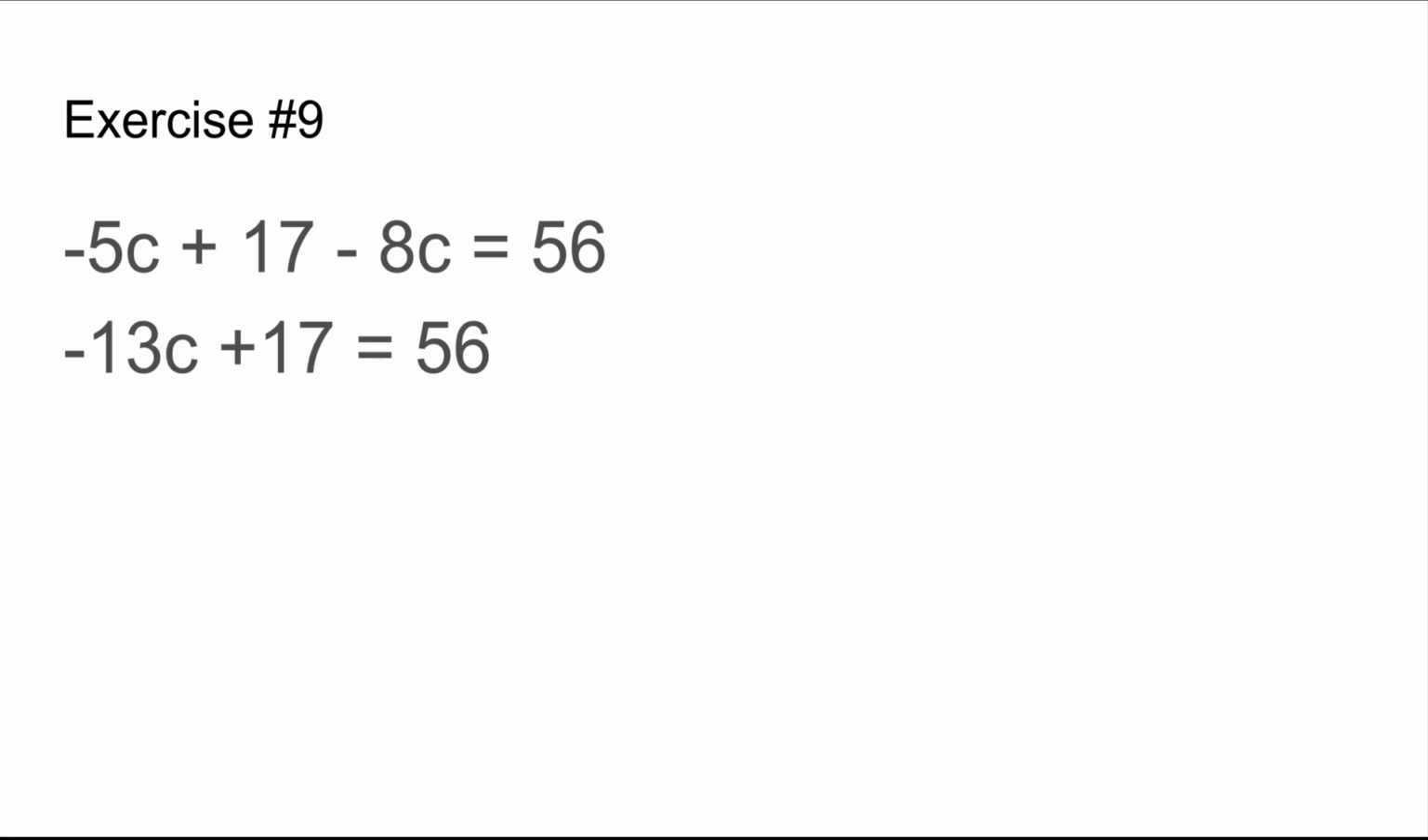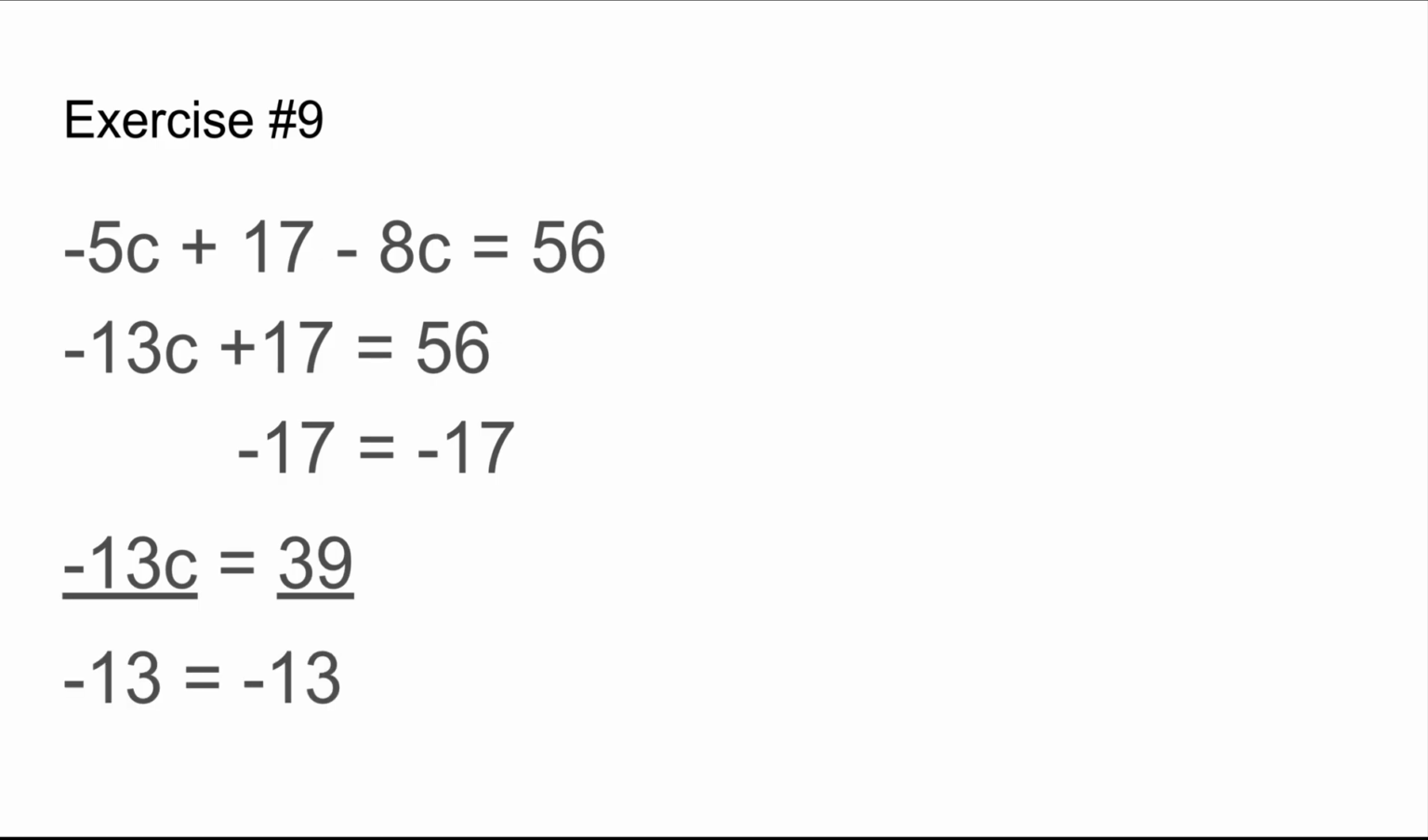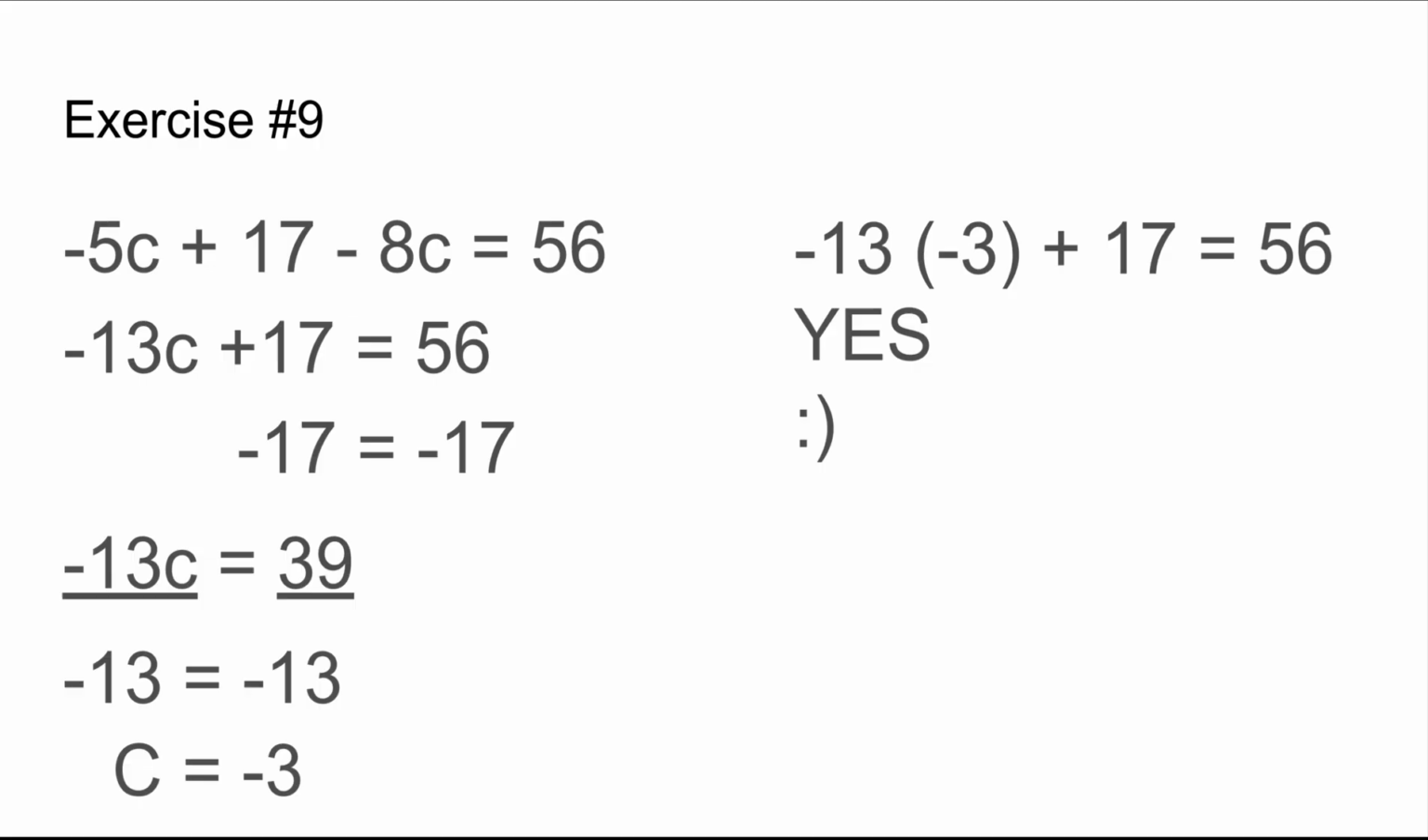Number 9, we have negative 5c and negative 8c combined for negative 13c. Plus 17 equals 56. Subtract 17 from both sides. Negative 13c equals 39. Divide by negative 13, both sides. C equals negative 3. Plug it in, check your answer.